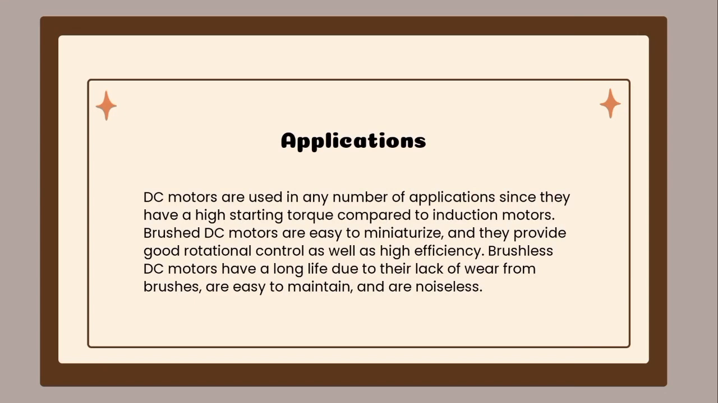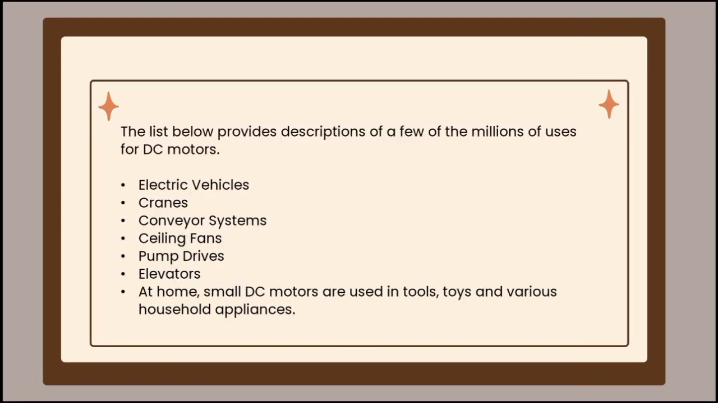DC motors applications. DC motors are used in any number of applications since they have a high starting torque compared to induction motors. Brush DC motors are easy to miniaturize and they provide good rotational control as well as high efficiency. Brushless DC motors have a long life due to their lack of wear from brushes, are easy to maintain, and are noiseless. The list below provides a description of a few of the millions of uses for DC motors.